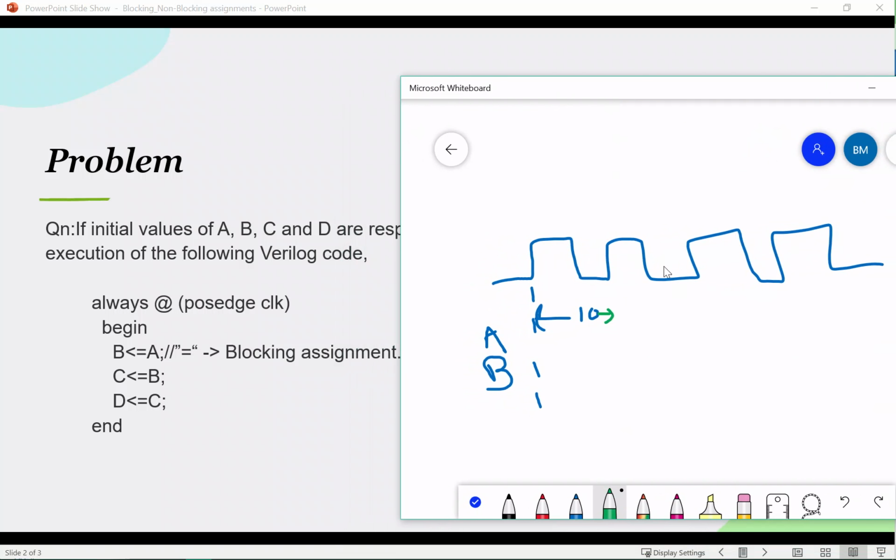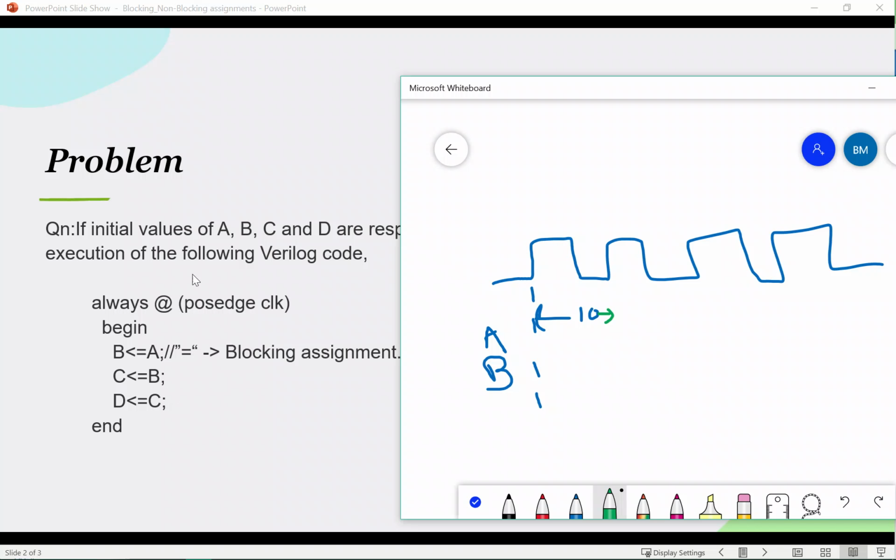If you see this, I have drawn a clock. This clock is toggling at every 10 nanoseconds. One clock is 10 nanoseconds. You can see one passage here. So assume that the clock is initially assigned to 0 and the first passage happened here. Again, the second passage will happen here.